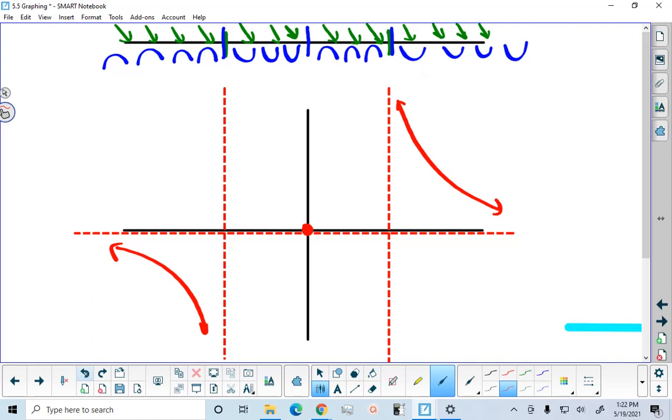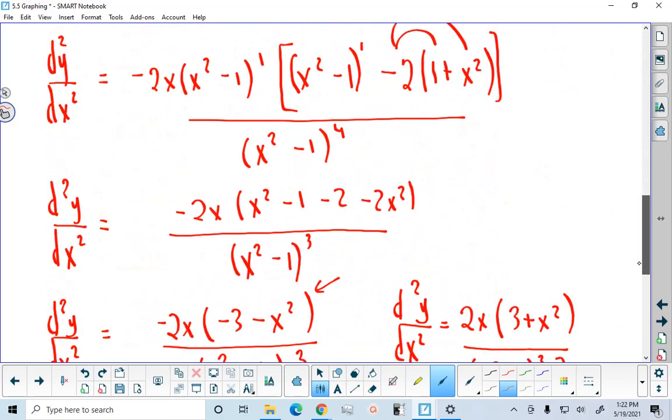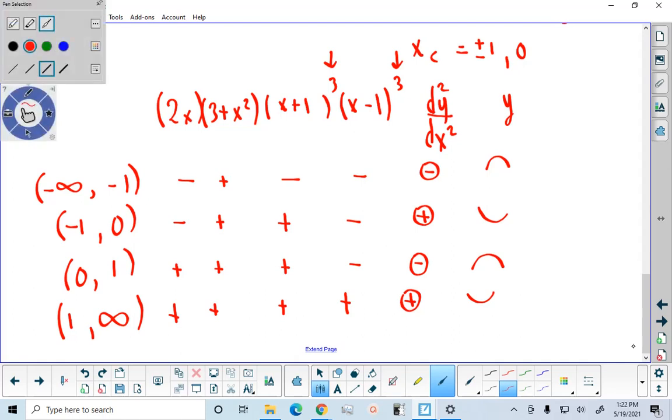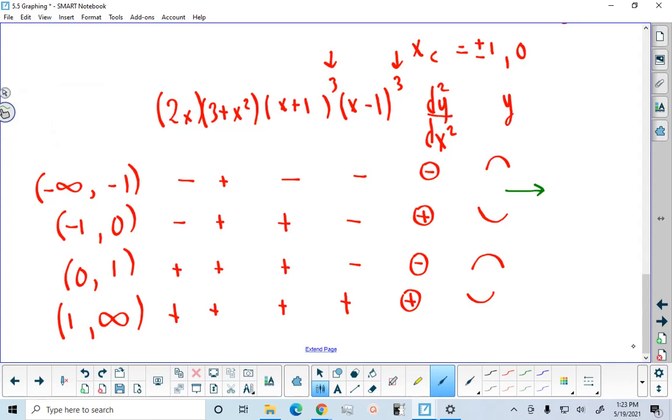Now, what about in the entire middle region? One thing I didn't do, and I really should have, I want to go back to my second derivative chart. Is this an inflection point? I want everybody to think about that. It's going from concave down to concave up. Is it an inflection point?